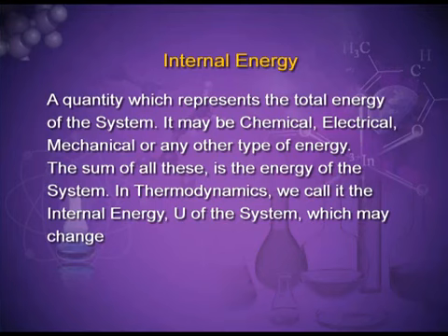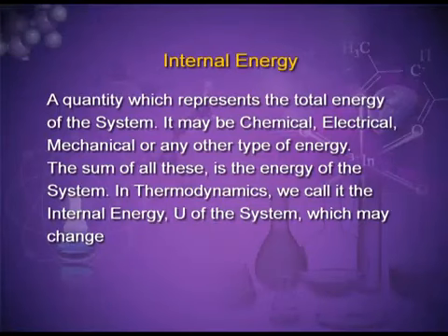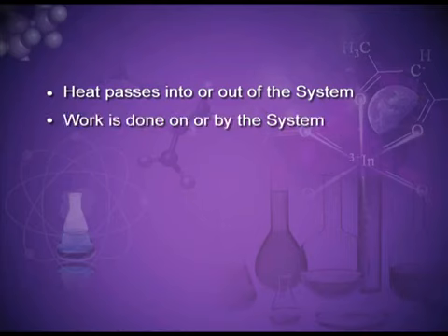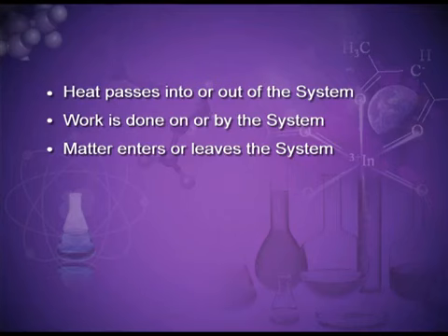a quantity which represents the total energy of the system. It may be chemical, electrical, mechanical or any other type of energy you may think of. The sum of all these is the energy of the system. In thermodynamics, we call it the internal energy. Its symbol is U. Previously, the symbol for the internal energy was capital E. Internal energy of the system can be changed by heat passing into or out of the system, work being done on or by the system, or matter entering or leaving the system.